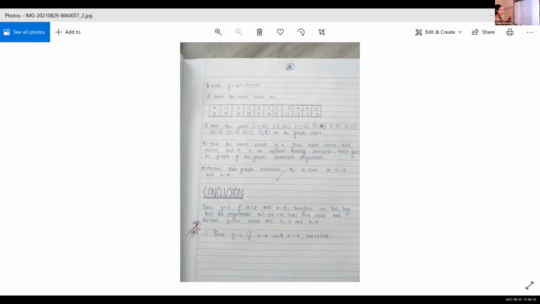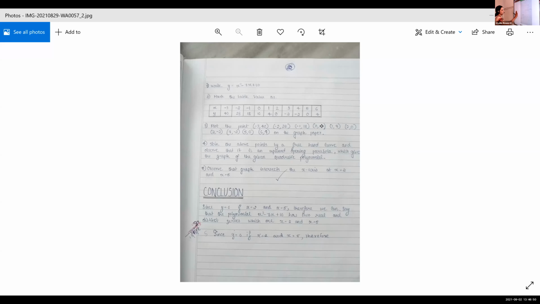After plotting these points, what you have to do? Join the above points by a freehand curve and observe that it is an upward opening parabola, which gives the graph of the quadratic polynomial. And we observe that the graph intersects the x-axis at x is equal to 2 and x is equal to 5. And then you write the conclusion there.